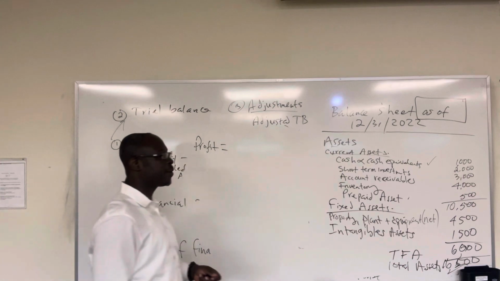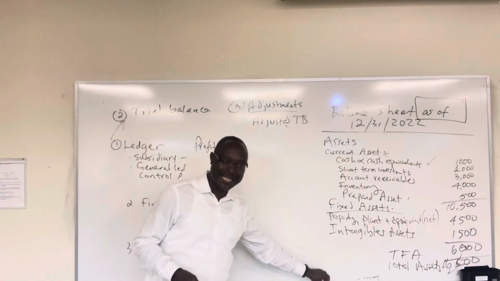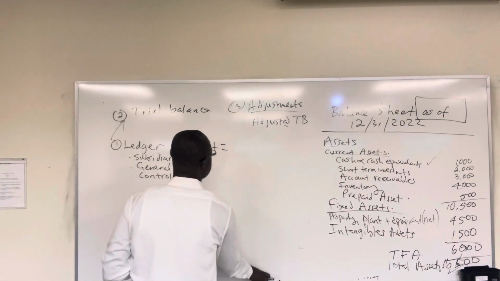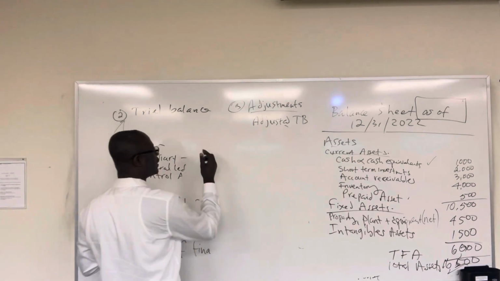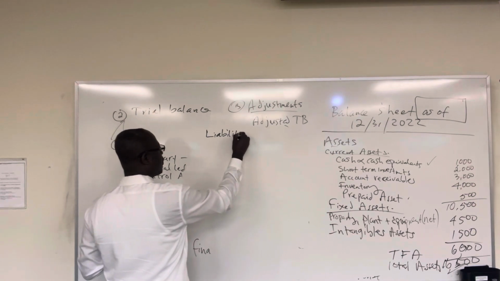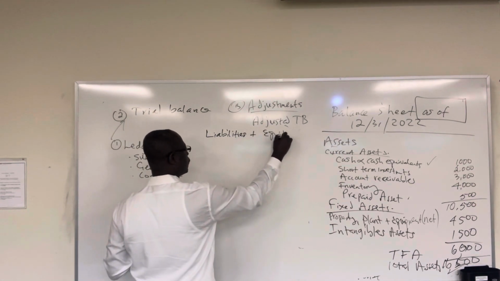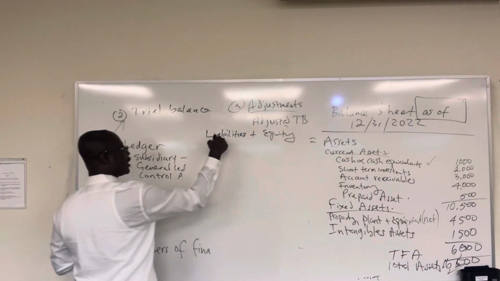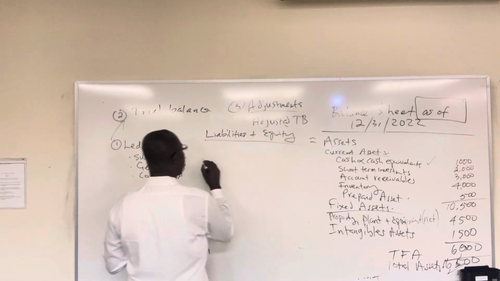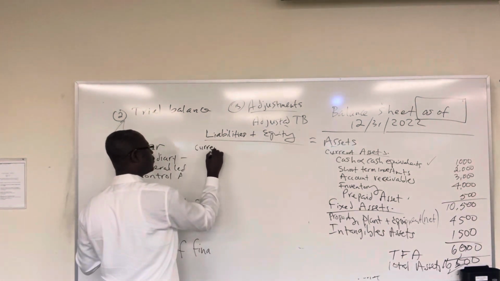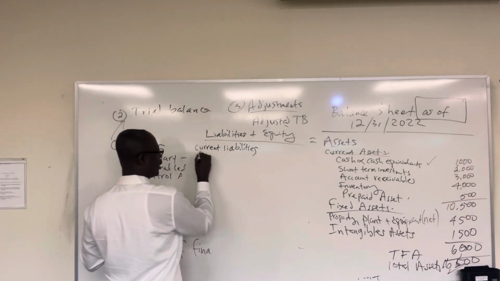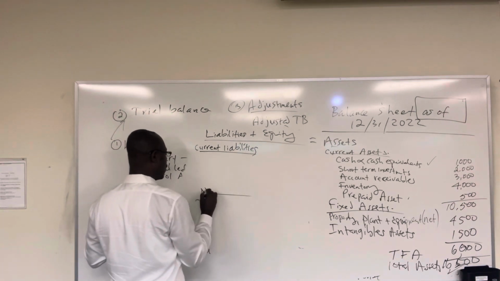Now, the accounting equation is saying that my assets must equal my liabilities plus my equity. So now, just because I don't have enough space, I'm going to do the liabilities and equity here. So this is the side of the liabilities and equity. Assets equals liabilities plus equity. That's the accounting equation, right? We learned that. So what are my current liabilities? And then my non-current liabilities.